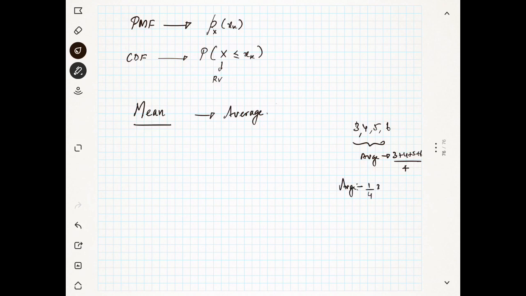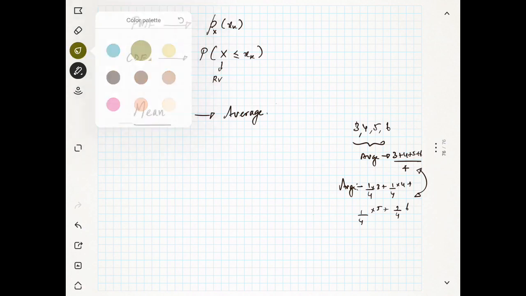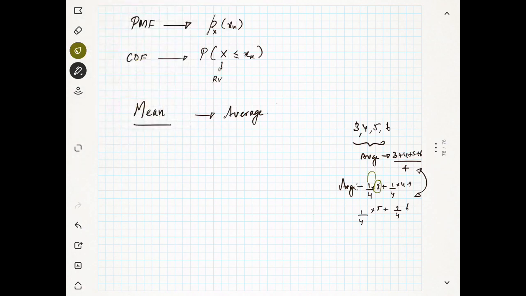It's 1 by 4 into 3 plus 1 by 4 into 4 plus 1 by 4 into 5 plus 1 by 4 into 6. The same equation I am writing in another way. So you can see here the contribution of the number 3 is only 1 by 4, the contribution of 4 is only 1 by 4, the contribution of 5 is 1 by 4, and the contribution of 6 is also 1 by 4. That means we are assigning equal contribution to all, and that is what you can call the average.